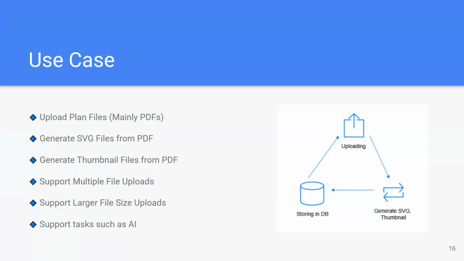Many modern web applications require users to upload and process large files such as PDFs containing floor plans, blueprints, or detailed documents. These files can be hundreds of megabytes in size and often contain multiple pages as well. The challenge is to efficiently process, store and serve these files without impacting performance and user experience. So just think, if we upload a PDF with several pages, or several PDFs with several pages, and we need to generate an SVG and thumbnail for each page. That's our example use case.